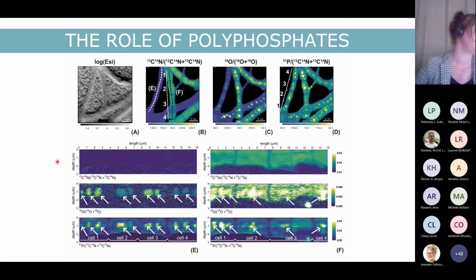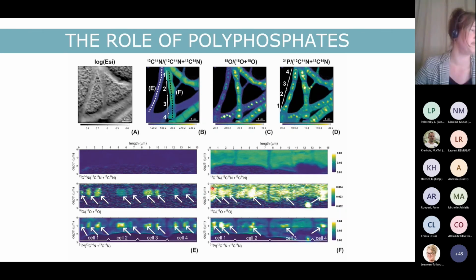And we do a lateral depth analysis here. And you see here the 13C atom fraction with depth, the 18O atom fraction with depth, and the relative phosphorus content with depth. And you can clearly see these polyphosphate inclusions in the cell, and you can see that they take up a large part of the cell volume.